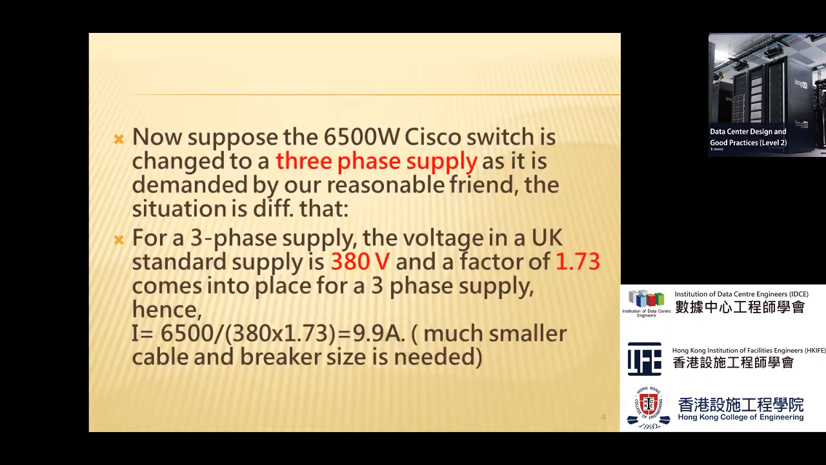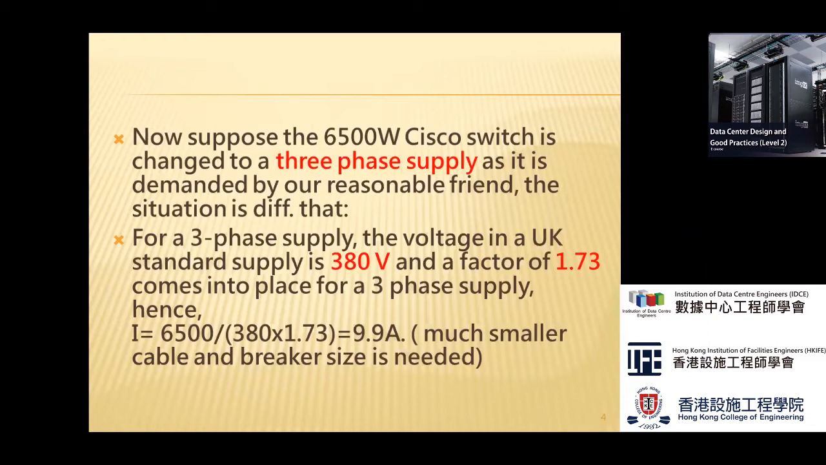Now, suppose the 6,500 watt Cisco switch, or 6.5 kilowatts, using kilowatts, is changed to a three-phase supply. That means using three cables to supply it. I mean the three live cables, and one neutral.